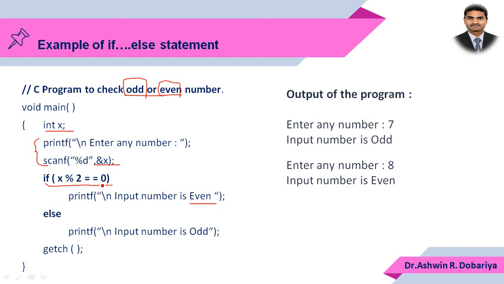And suppose the remainder is not 0, it means the control directly jumps to the else part and it executes and gives the value odd. Here friends, you have to mark one thing. After if and after else, if you want to execute only a single statement, then there is no need for curly braces. So curly braces are optional if you want to execute only a single statement after if or after else. But if you want to execute multiple statements after if and after else, then you have to write the curly braces. So keep that in mind. This is one example of the if else statement.